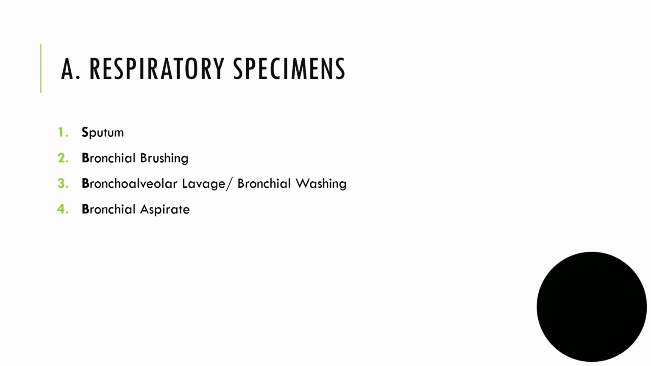Respiratory specimens are collected from the lungs and airways and are primarily used for the detection of pulmonary malignancies, infections, and inflammatory conditions. So there are four main types. So we have sputum, bronchial brushing, bronchoalveolar lavage or the BAL, and the bronchial aspirate. Each of these has different levels of sensitivity and is used in different clinical contexts. So let us go through them one by one.